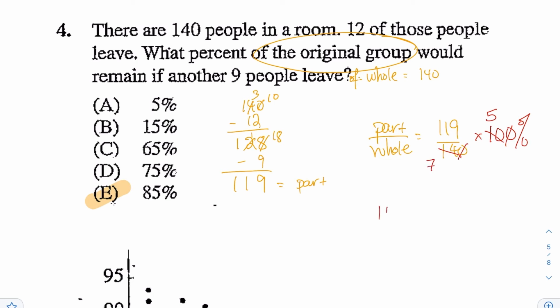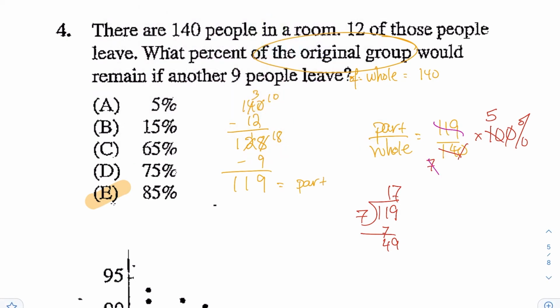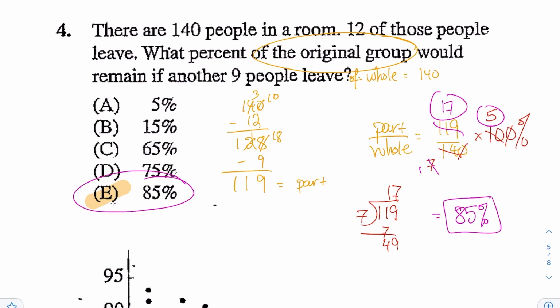You want to try 119 divided by 7. See, it's perfectly equal to 17. So you cross cancel the 7 and 119. You have 17 left. So it just becomes 17 times 5%, or 85%. So choice E, 85% remain.